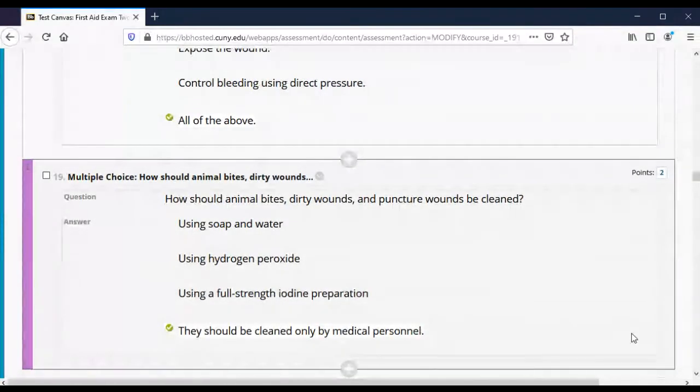How should animal bites, dirty wounds, and puncture wounds be cleaned? Soap and water, hydrogen peroxide, use full-strength iodine preparation. Really, they should be cleaned only by medical personnel. When dealing with any of these kinds of wounds, the best thing to do is to just stop any external bleeding, apply a sterile dressing, and seek medical care. These types of wounds usually need to be cleaned with high-pressure irrigation that really should only be done in the medical setting.